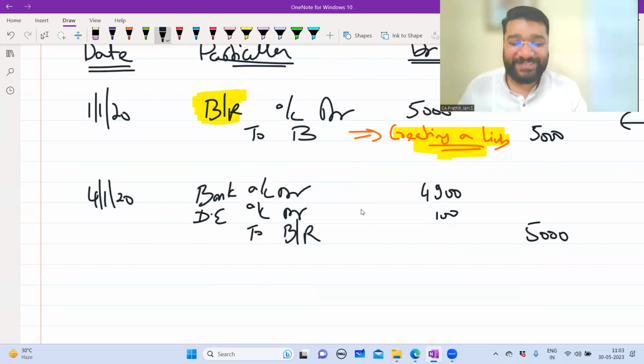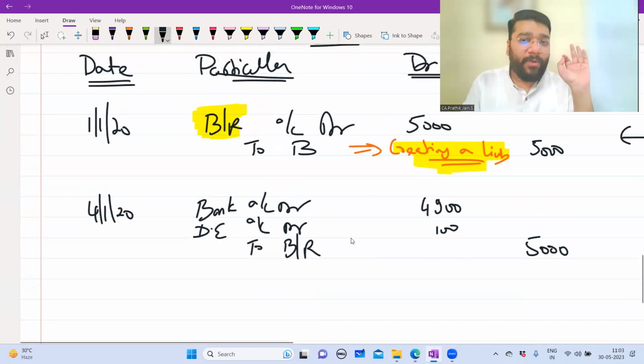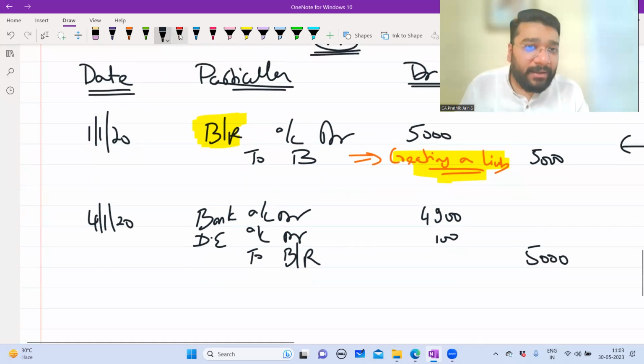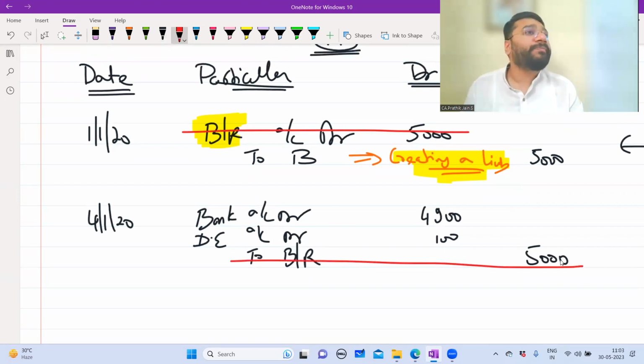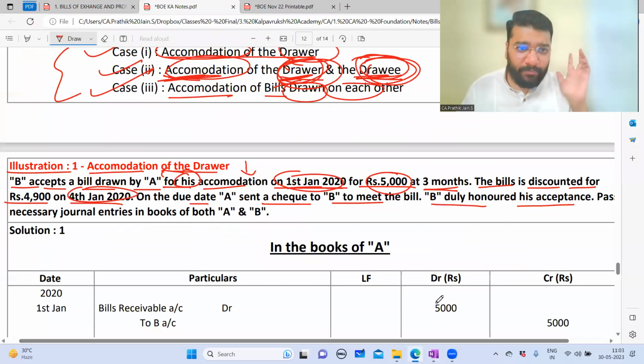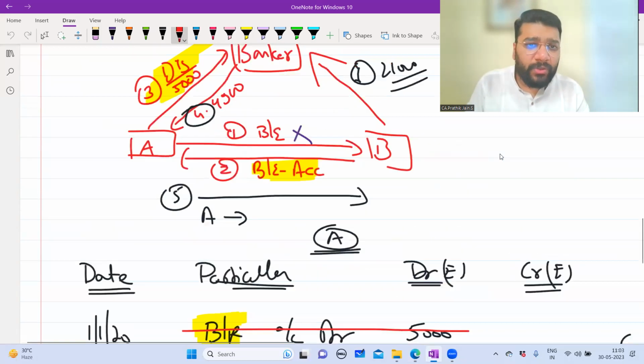Anyways, coming back. So bank account debit 4,900, discounting charges account debit 100, to bills receivable 5,000. Now guys, concentrate and tell me, bills receivable account opened here, and can I say it is closed here? Hello. Bills receivable account is opened and closed. Online people, yes or no? Yes, sir.